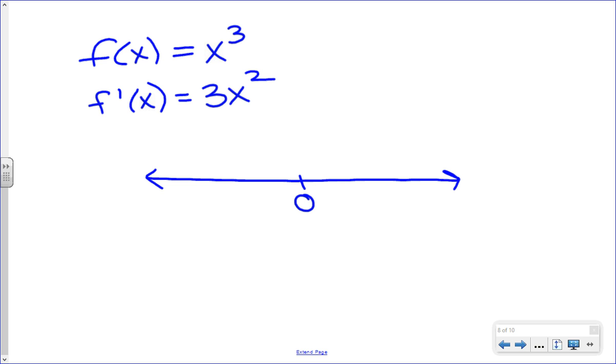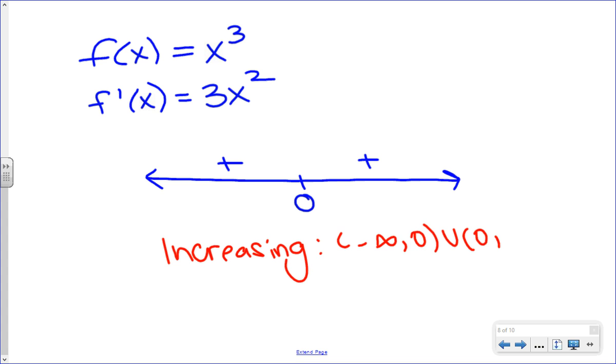Now, what happens though? If we plug in negative numbers, what's true about our derivative? If we plug in positive numbers, our derivative is positive, okay? We know in our head that this function doesn't decrease, right? But you are not going to tell me that it increases from negative infinity to infinity. This function would be increasing from negative infinity to 0 and then 0 to infinity.